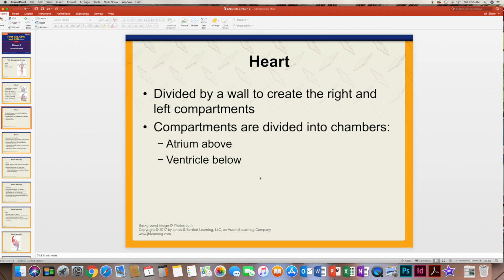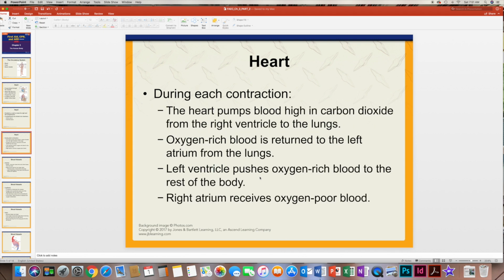The heart is divided by a wall that creates a right and left side of the heart, and also divided into compartments known as chambers. There are two chambers above called the atria, and two below called the ventricles. So the two atria are above and the two ventricles are below as far as the chambers of the heart. During every contraction, the heart pumps blood.